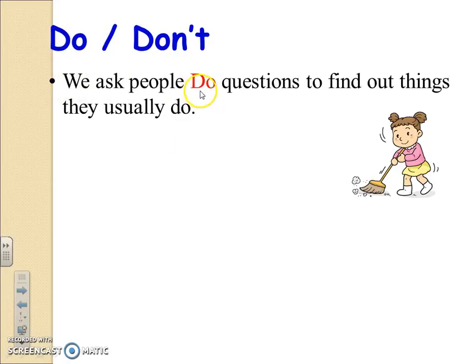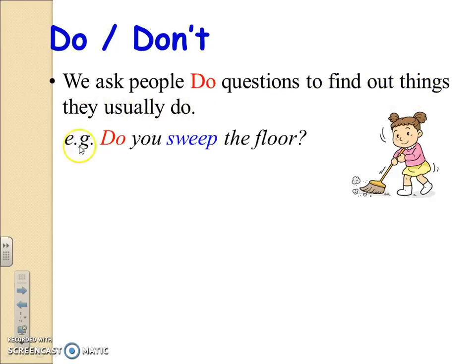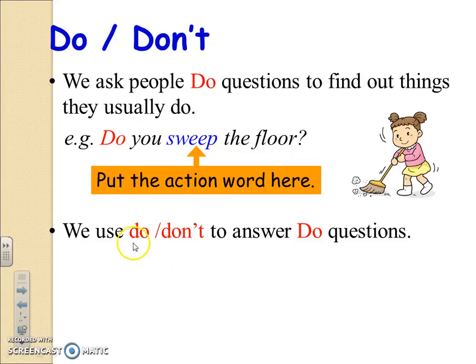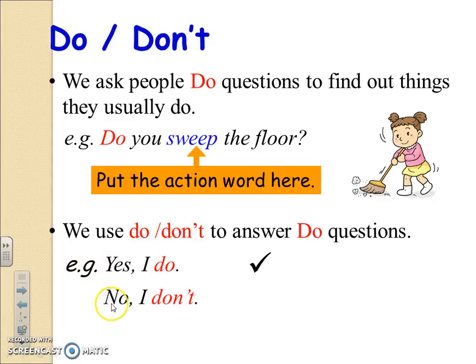We ask people do questions to find out the things they usually do. For example, do you sweep the floor? Just like we practice in English lesson. So you put the action word, or the verb, here in the middle. Do you sweep the floor? And we use do or don't to answer do questions. For example, yes, I do, or no, I don't. This is how to answer this kind of question.